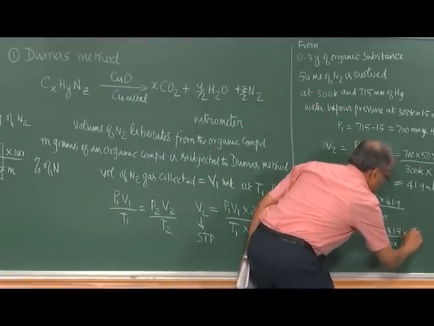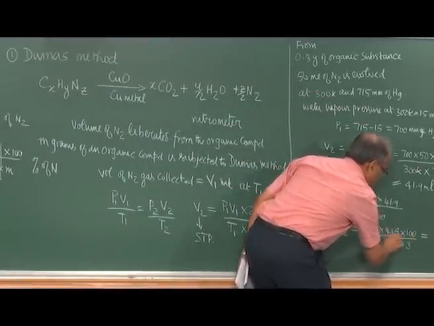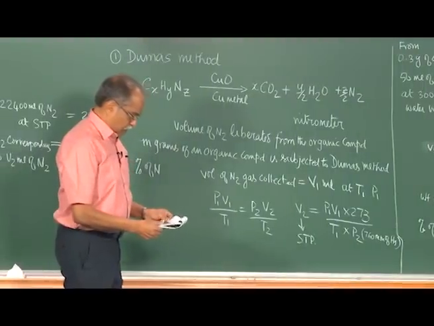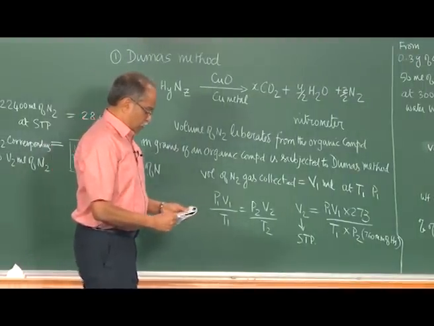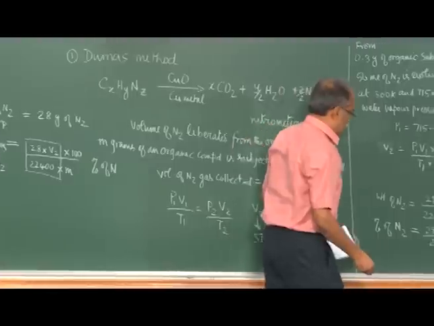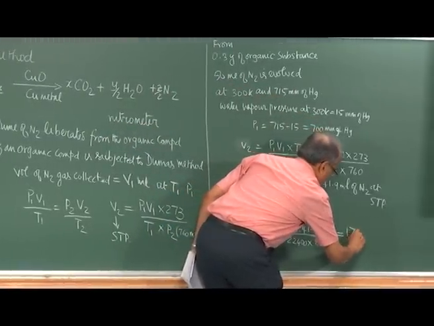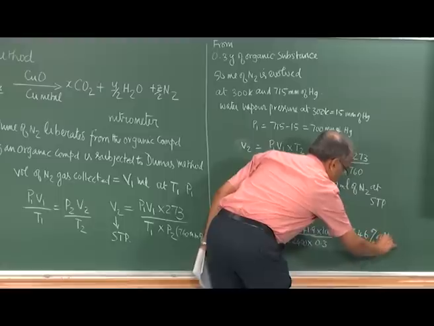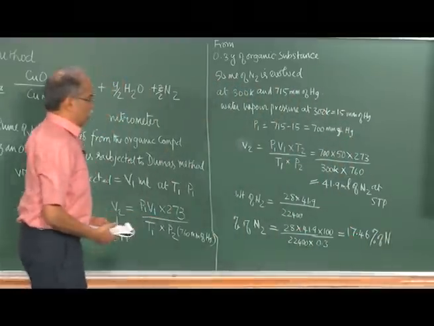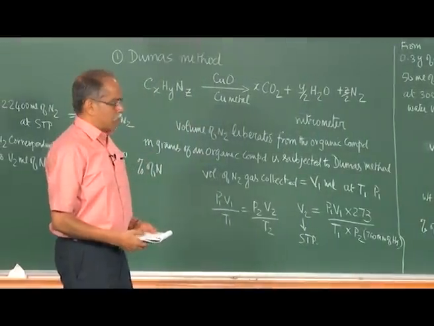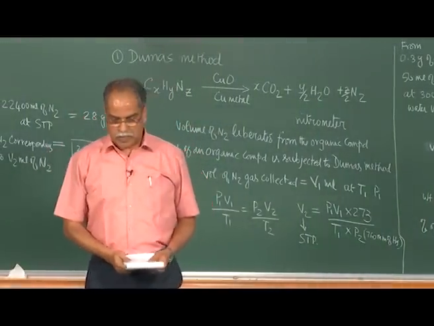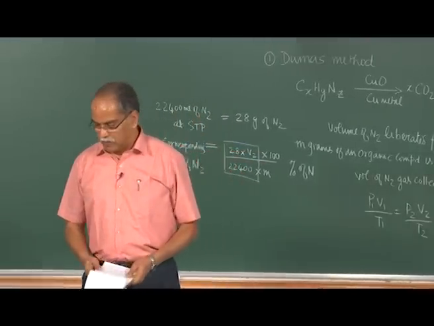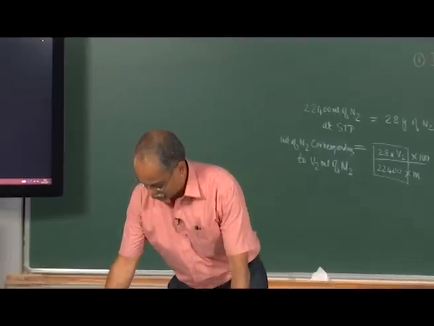Therefore, for 100 grams of the substance, how much will be the weight of nitrogen? That would correspond to the percentage of nitrogen in the organic compound. If you solve this simple arithmetic, it turns out 17.46 percent of nitrogen is present in the organic molecule. So, I hope this illustrative example helps you understand the basic principle behind the methodology used for estimation using the Dumas method of analysis.